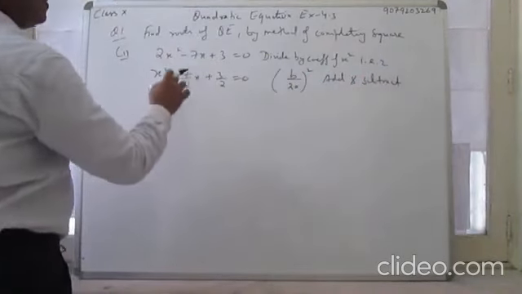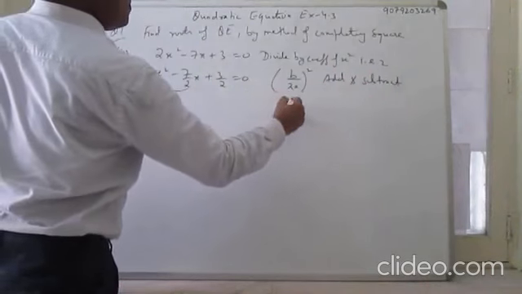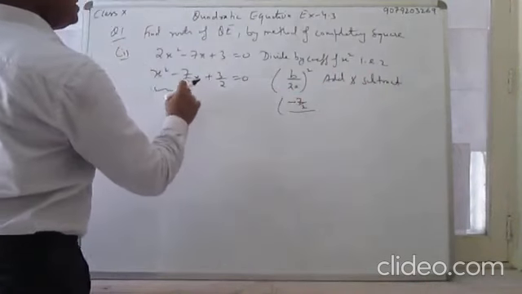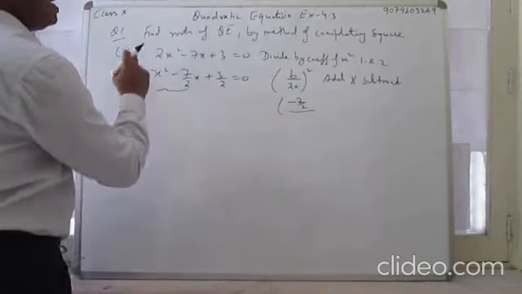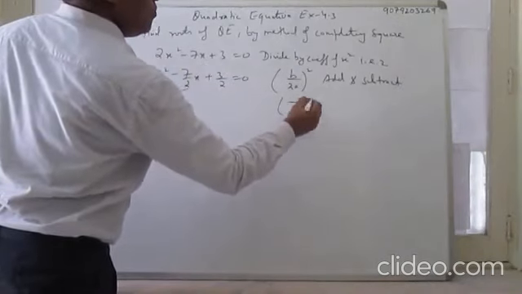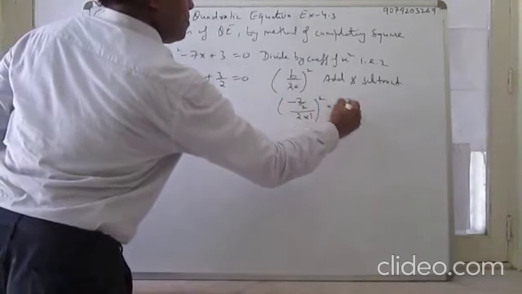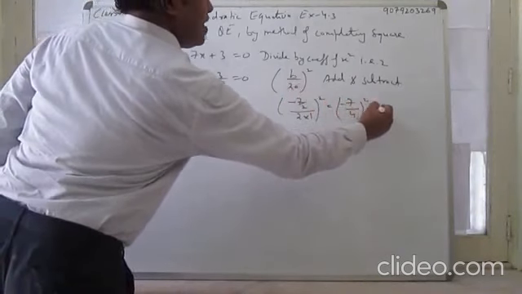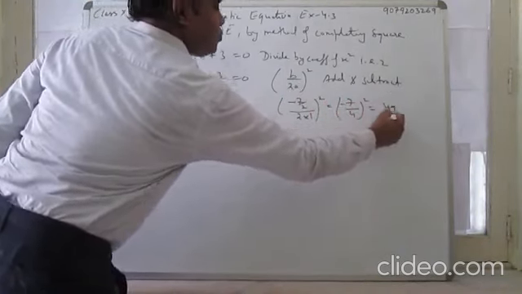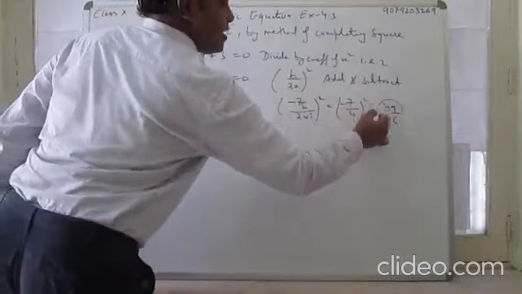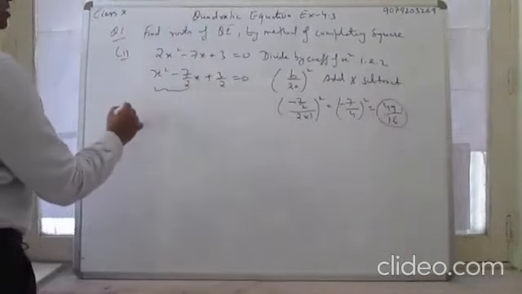What is b? The coefficient of x, that is minus 7 upon 2. What is a? It is 1. So it becomes minus 7 upon 4 whole square. It is 49 upon 16. You can add and subtract 49 upon 16 in this.